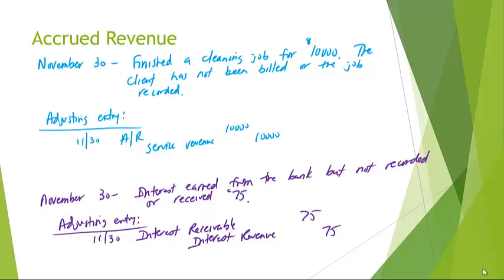Now, another example deals with interest. And we could also say on November 30th that interest earned from the bank but not recorded or received was $75. Well, if we haven't recorded it or received it, we obviously are owed the interest. So in this case, we would debit interest receivable on November 30th for $75 and credit the interest revenue account for $75.